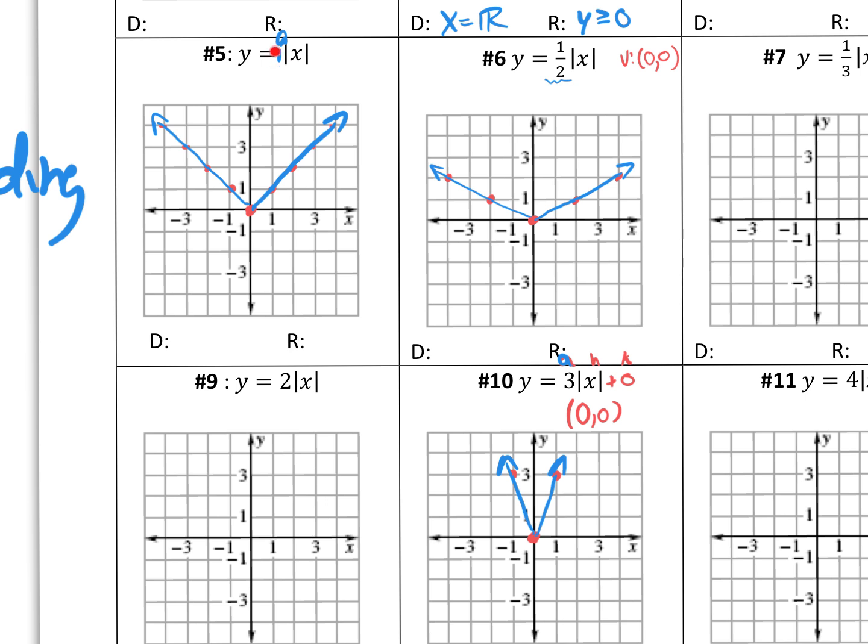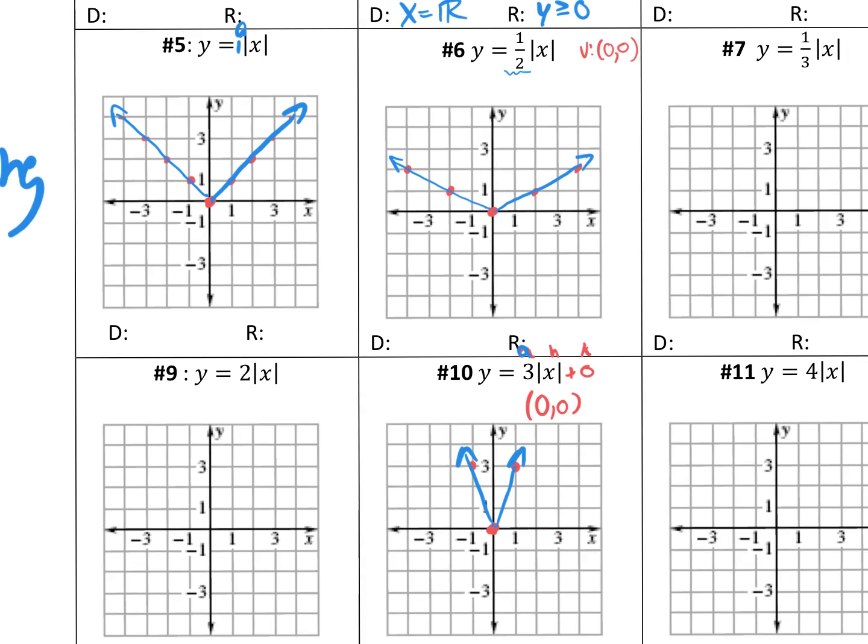Why is that? Because right here, the a value is 1. It's a regular V. Over here, the a value is 3. It got narrower. The further away from zero, the narrower it gets. The closer to zero, the wider, the closer to a flat line it gets.